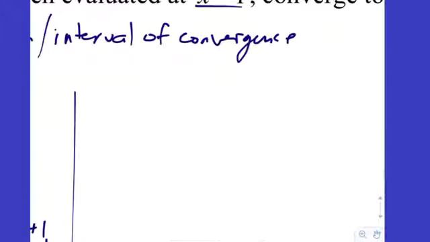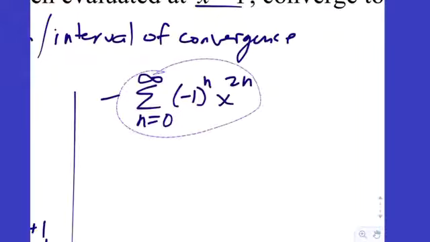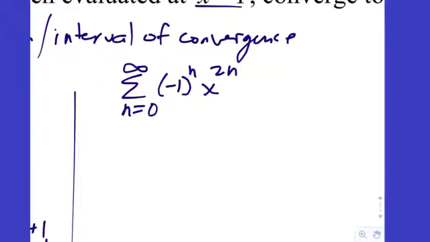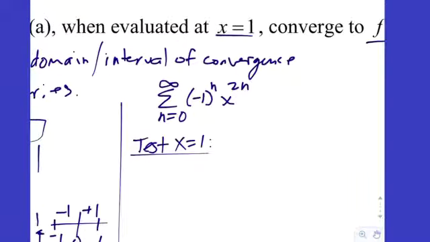But instead, I'm going to pull that down here, paste it, and now I can say, okay, I'm going to test x equals 1. I'm just going to plug it in. This would be equivalent to testing endpoints. But you could do this without even saying it's geometric. It says, does it converge? Well, let's see. Let's plug it in.